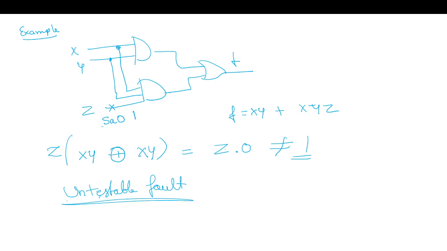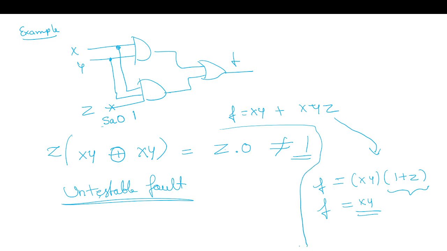These untestable faults are also called redundant faults. Now, if you see this expression and simplify it using Boolean algebra, it's xy into 1 plus z, which simplifies to xy. So this portion of the circuit is a redundant circuit. That's why those faults were untestable faults. So even ATPG can be used to detect such redundant faults and to simplify the circuit. This is the Boolean algebra simplification showing why a redundant fault is untestable.